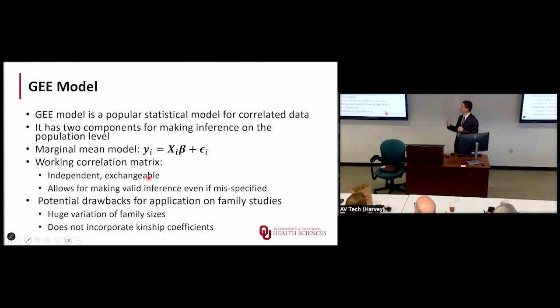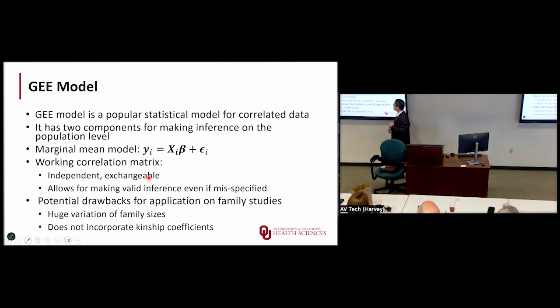But for those of you who are not familiar with the GEE model, this is a popular statistical model for correlated data. Whenever you have correlated data, in longitudinal studies, it could be just a cluster. In our family studies, we have these families as clusters. Of course, members in the same cluster have similar genetic information, genetic traits, and therefore they should have correlated outcomes. So GEE is a perfect model for this situation.